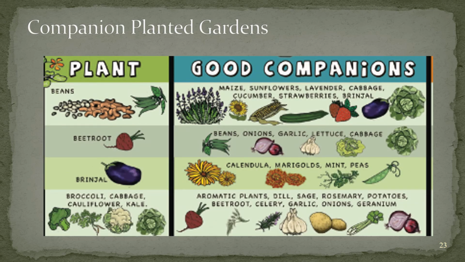Here's a series of companion plants that go together really well. Beans go well with maize, sunflowers, lavender, cabbage, cucumber, strawberries, and eggplant. Beetroots go well with beans, onions, garlic, lettuce, and cabbage. Eggplants should be planted with calendula, marigolds, mint, and peas. Broccoli, cabbage, cauliflower, and kale go well with aromatic plants like dill, sage, rosemary, potatoes, beetroot, celery, garlic, onions, and geraniums.